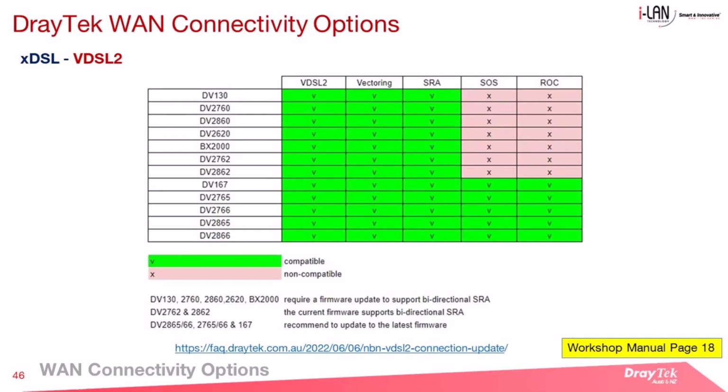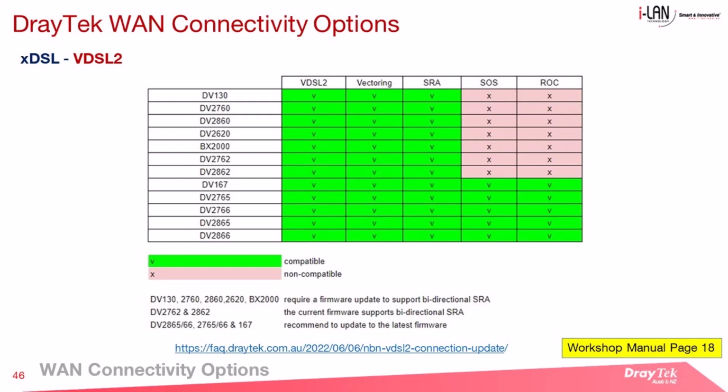All right, moving on. In May 2022, NBN enabled SOS, Save Our Showtime, and ROC, Robust Overhead Channel, on VDSL lines to improve stability. It does that by preventing dropouts due to sudden large noise bursts. Older model routers don't support it, but new firmware was developed to support bidirectional dynamic SRA, seamless rate adaptation, which is sufficient to provide a stable connection on SOS ROC enabled VDSL lines.